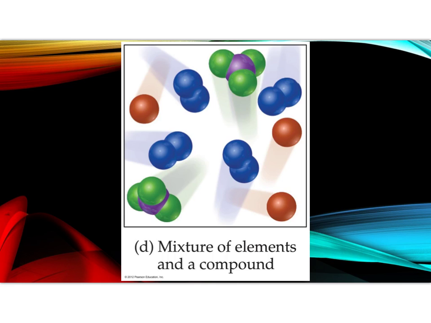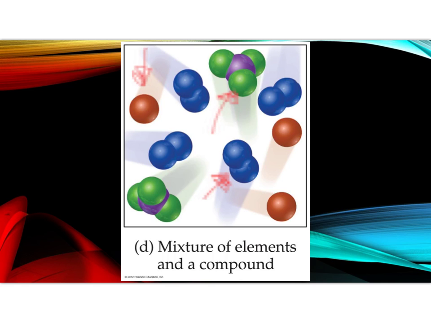And as we move through the week, we're going to differentiate between the word pure substance and mixture. Here we have a mixture of elements and a compound. In a mixture, we have several different types of matter. Here, I have a single atom. Here, I have molecules of an element, and here I have a compound. Because they're all different substances and they're in the same container or area, we would call this a mixture.